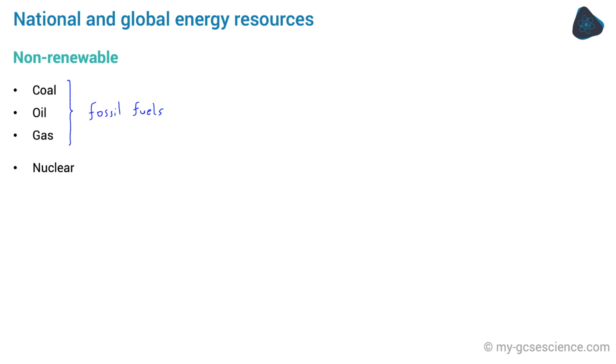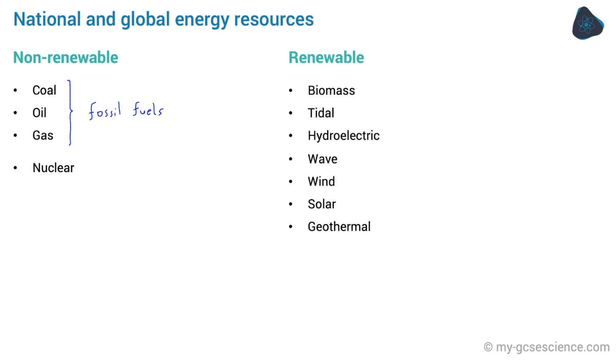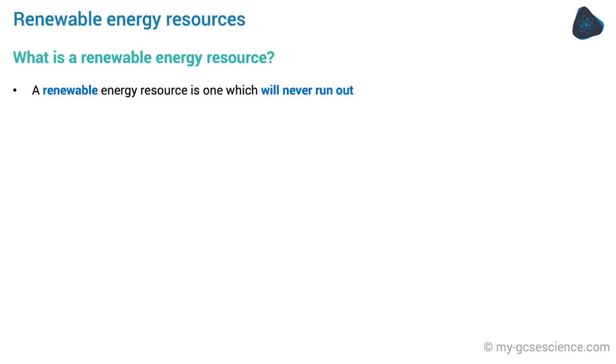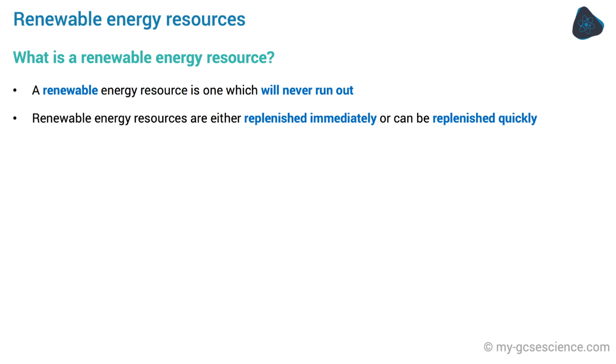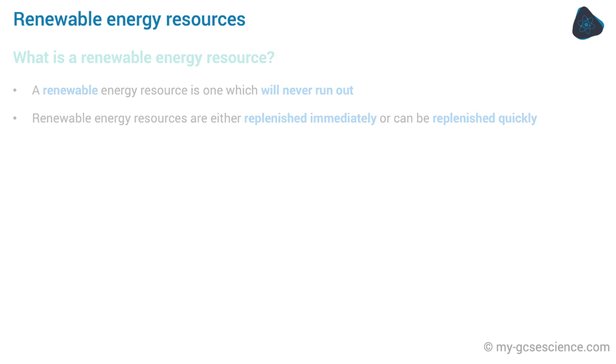So far, we've covered the 4 non-renewable energy resources. Let's go on to the renewables now. A renewable energy resource is one which will never run out. Renewable energy resources are either replenished immediately or can be replenished quickly.